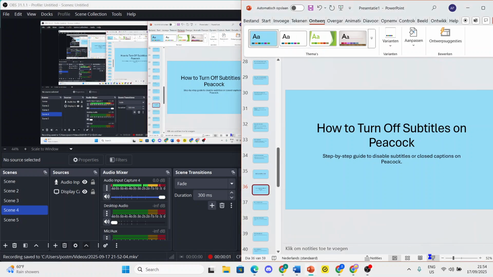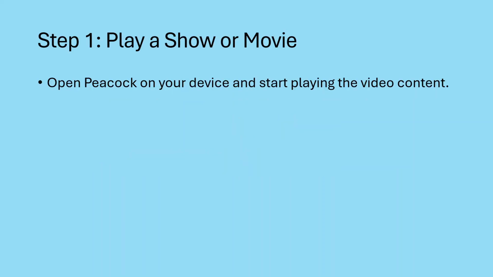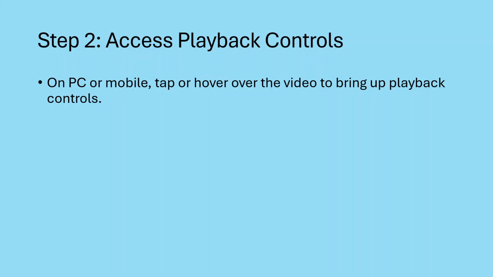In this video, I'll show you how to turn off subtitles on Peacock. It's really easy. Step 1, play a show or movie. Open Peacock on your device and start playing the video content. Step 2, access playback controls. On PC or mobile, tap or hover over the video to bring up playback controls.